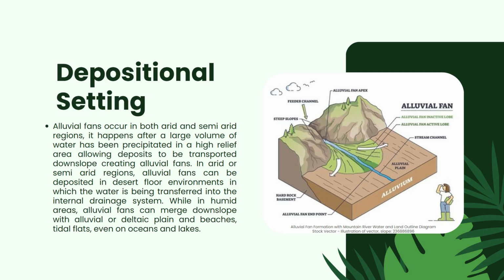Alluvial fans commonly form in arid or semi-arid regions after intense rainfall events, when large volumes of water rapidly descend from high relief areas. Sediments are transported downslope and deposited as fans. In deserts, these fans often form in internal drainage basins, where water does not reach the oceans. In humid climates, alluvial fans can merge downslope into other environments like alluvial plains, deltaic areas, beaches, and tidal flats. This merging reflects a continuum from steep mountainous terrain to coastal or lake environments.